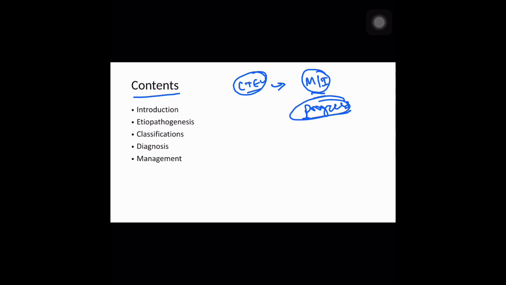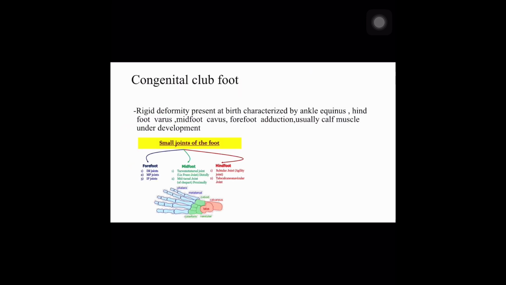The contents of today's lecture will be introduction, etiopathogenesis, classification, diagnosis, and management. Remember there is forefoot, midfoot, and hindfoot, and there is an ankle joint. Cavus, adductus, varus, and equinus deformity are seen in this pattern. Forefoot will show cavus, midfoot will show adductus, hindfoot will show varus, and in the ankle joint we will see the equinus.